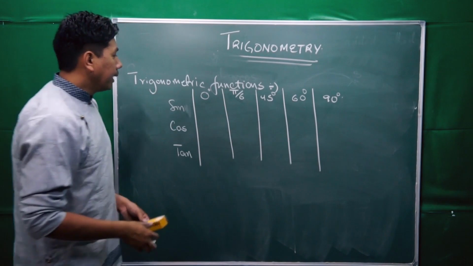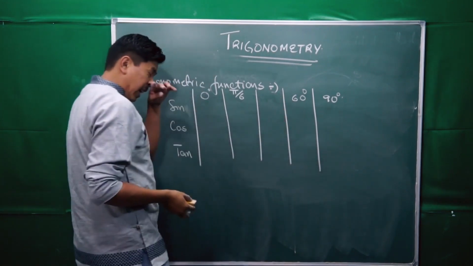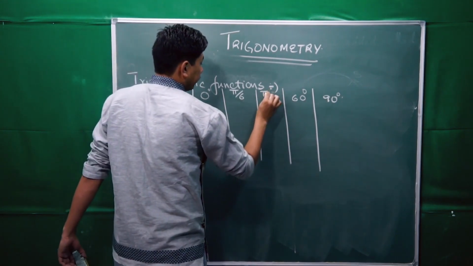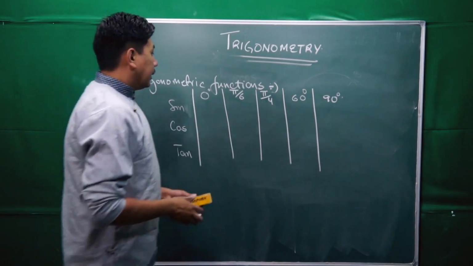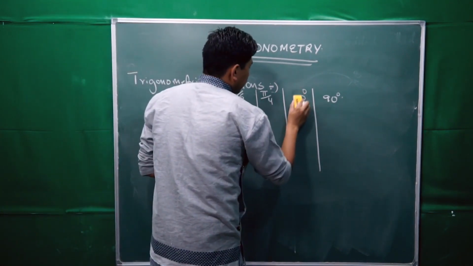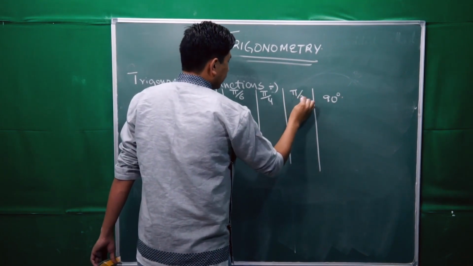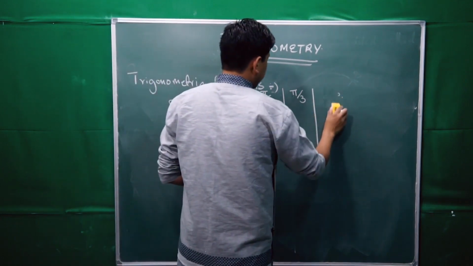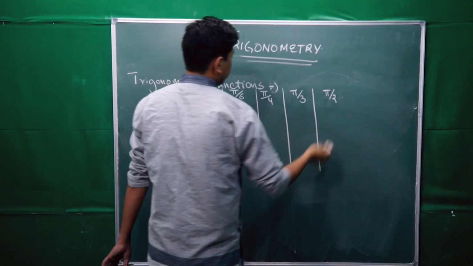Simple. Okay. Similarly, for 45 degree, if you multiply 45 with pi by 180, you're going to get pi by 4. Okay. Next one, instead of writing 60 degree, it will be pi by 3 radians. Okay. And lastly, instead of writing just 90 degree, you'll be writing pi by 2.